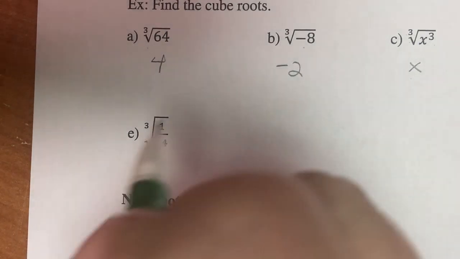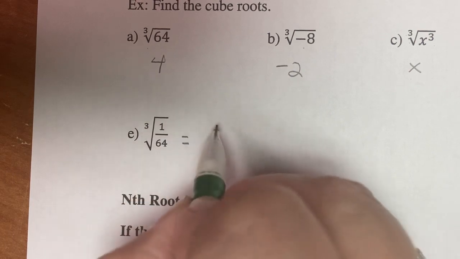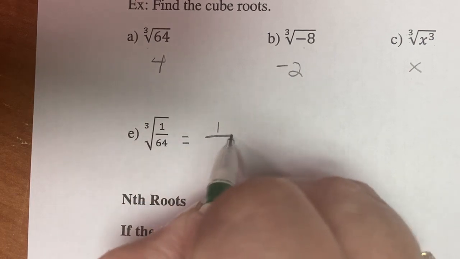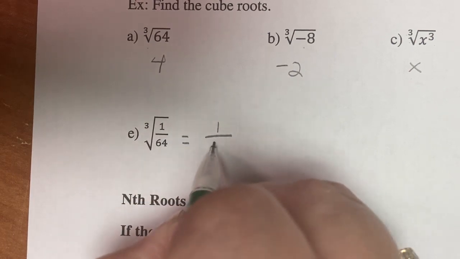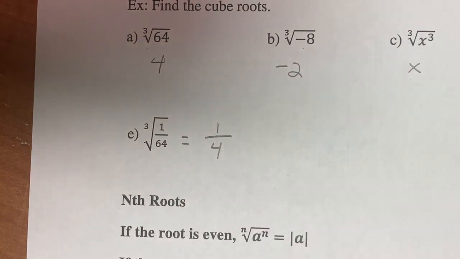How about the cube root of 1 over 64? Well, the cube root of 1 is 1. And in A, we found out that the cube root of 64 is 4. So the cube root of 1 over 64 is going to be 1/4.